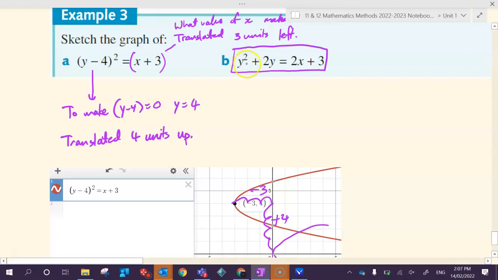So when I'm completing the square, I'm thinking about making something that looks like a squared plus 2ab plus b squared, so I can simply call it a plus b all squared.